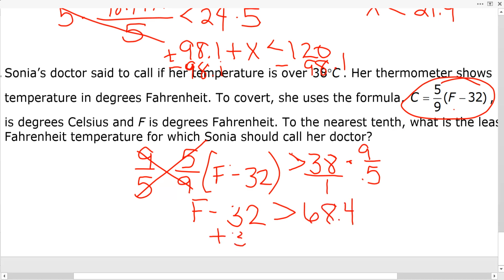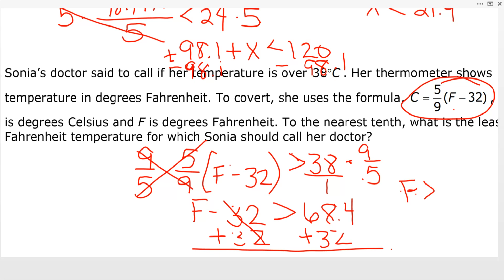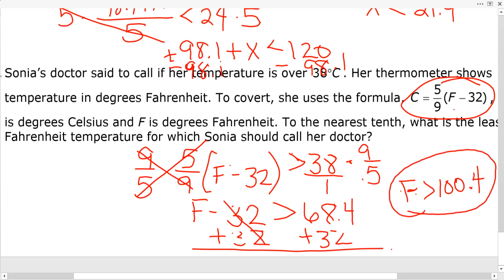Add 32 to both sides. I end up with F being greater than 68.4 plus 32, which is 100.4. So as soon as her temperature is greater than 100.4, she's going to call the doctor, because that's her 38 degrees Celsius.